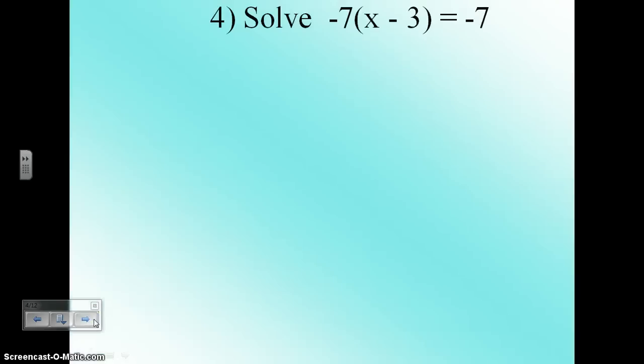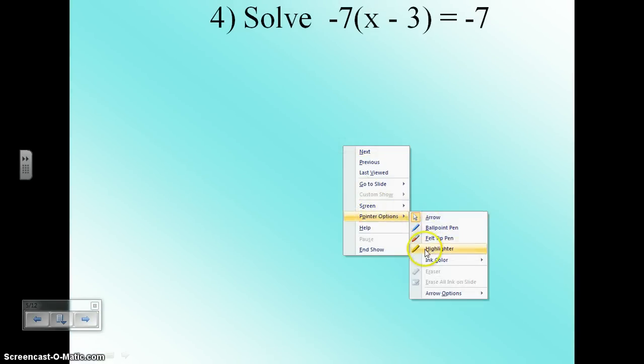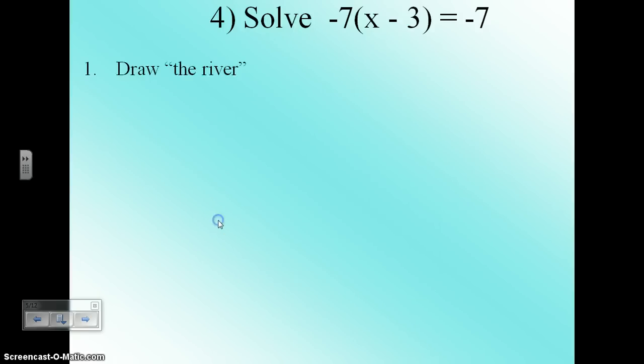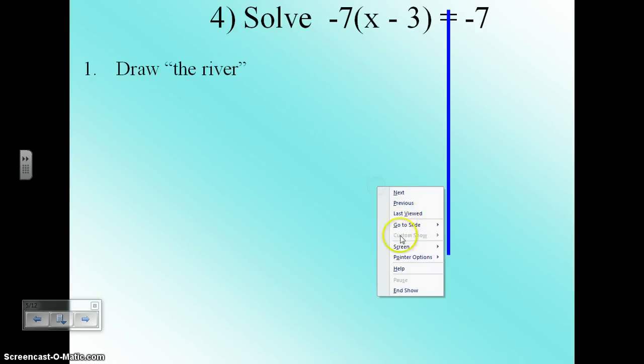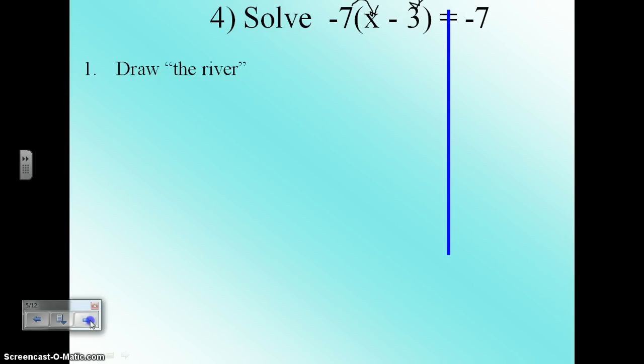Okay. Here's the next one. So our first step is going to be to draw our river. Then we are going to distribute the 7 to both terms. So we're going to distribute the 7. And it's going to give us negative 7x. And then negative 7 times negative 3 gives us a positive 21 equals negative 7.